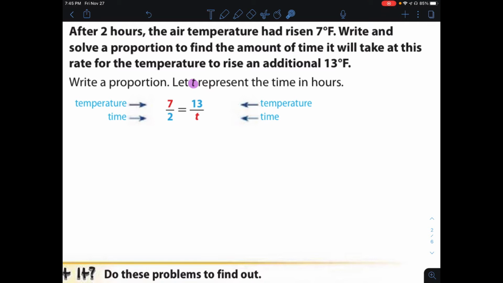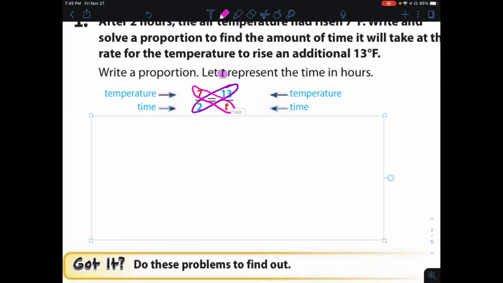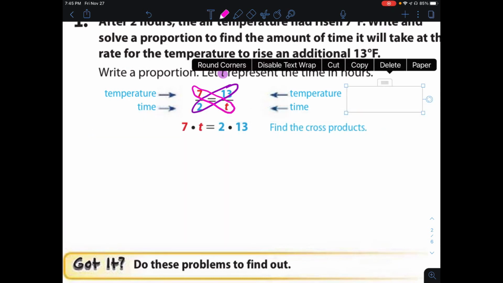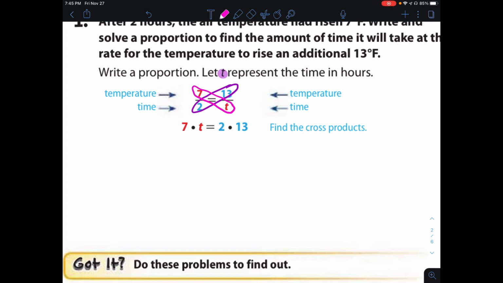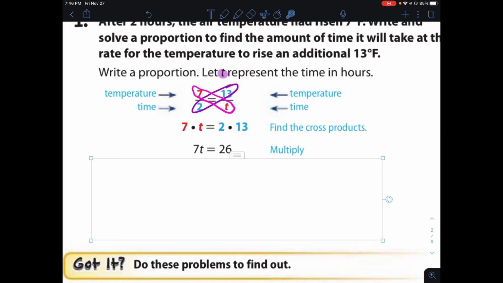Okay, now we do our cross products. Remember, when we say cross products, we multiply 2 times 13, and then we multiply 7 times t. Using the definition of cross products, we now have 7 times t equals 2 times 13. So 7 times t is 7t, and 2 times 13 is 26.